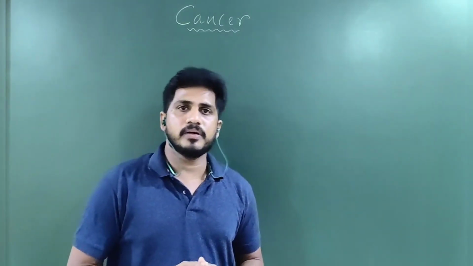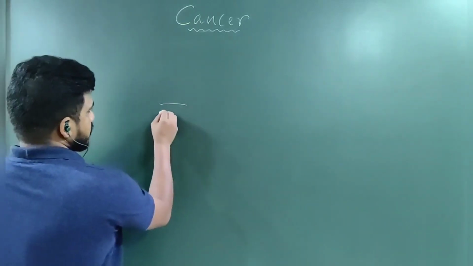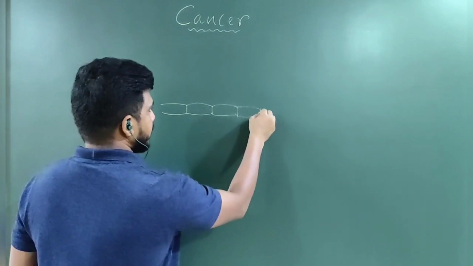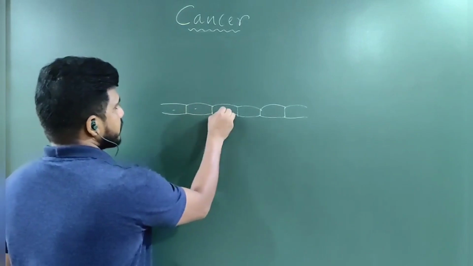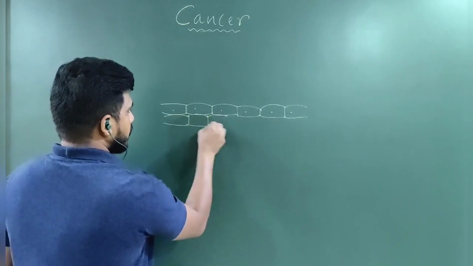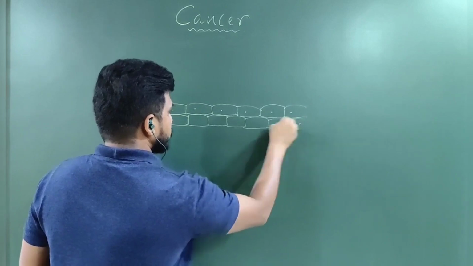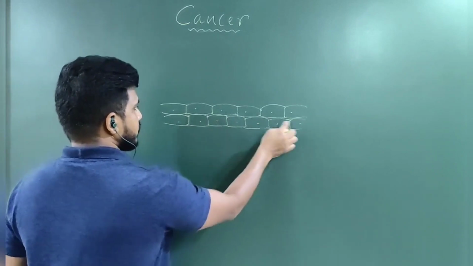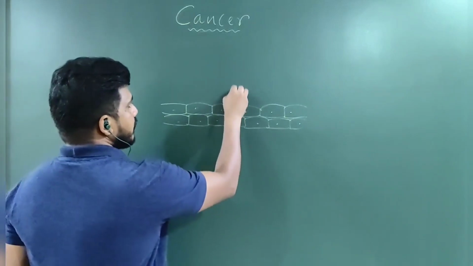First of all, I would like to tell you how cancer arises in our body. Suppose it is an epithelial tissue. For example, cancer may occur in many places, but I am taking an epithelial tissue here. For our assumption, we just count how many cells are there in a particular tissue: 1, 2, 3, 4, 5, 6, 7, 8, 9, 10, 11, 12, so 13 cells. All these 13 cells together are doing a function.